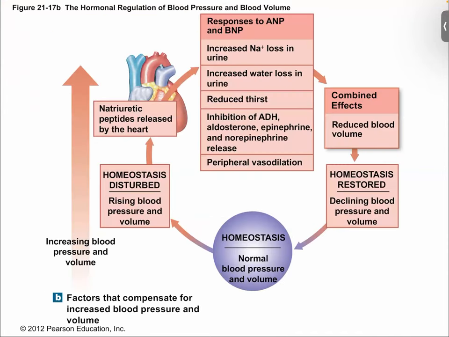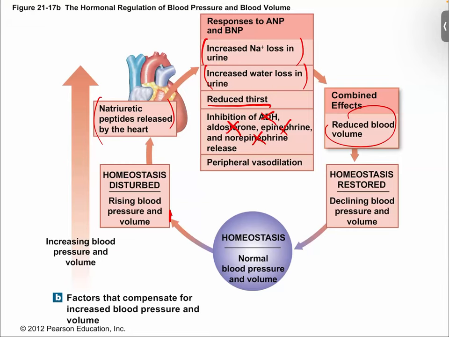So this is kind of what it looks like. As you have rising blood volume, your natriuretic peptides are going to be released by the heart. It's going to increase sodium loss, which means water's going to chase it. Your salt sucks water. And as you do that, it's going to reduce your blood volume. It's also going to reduce your thirst. You're not going to be super thirsty at this particular point. It's going to shut down ADH, aldosterone, epinephrine, norepinephrine. These are all the things that stimulated water retention. So it's going to shut down all these things that were stimulating water retention.